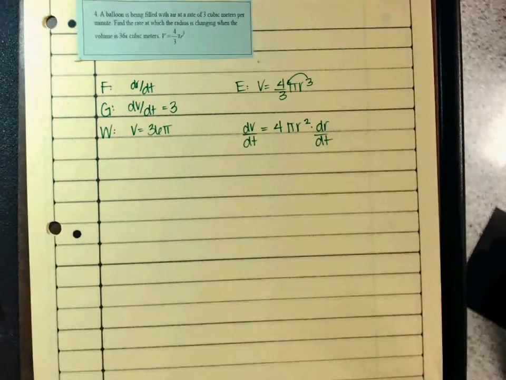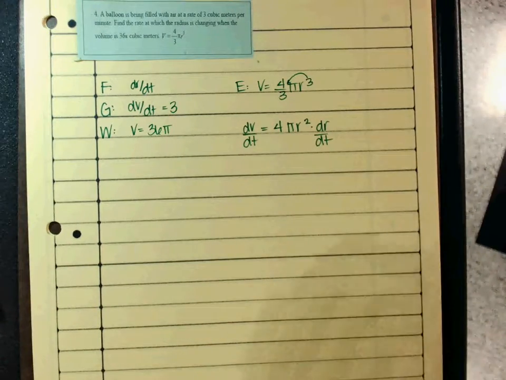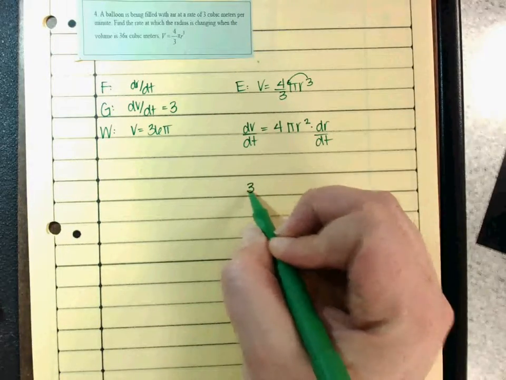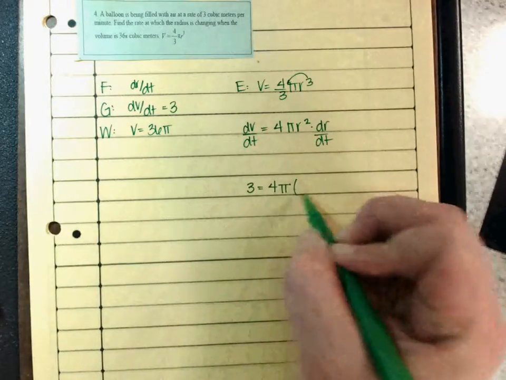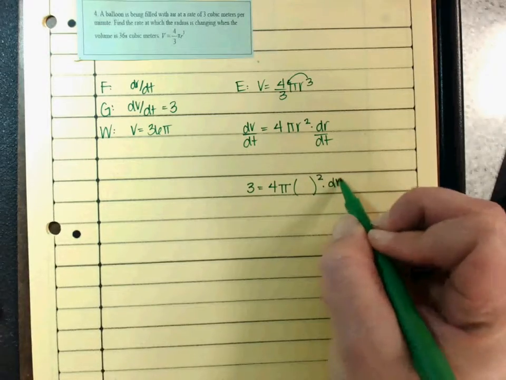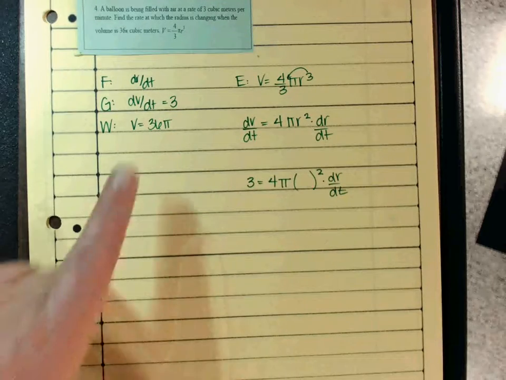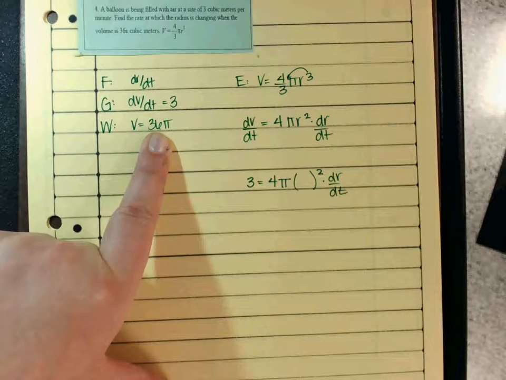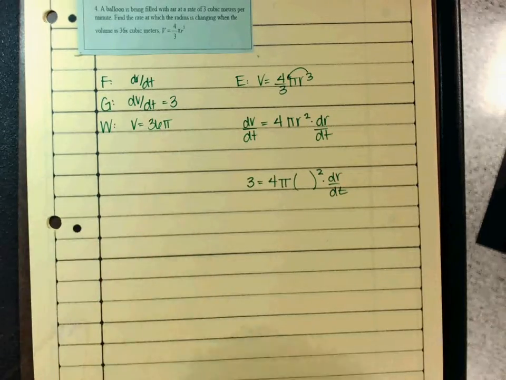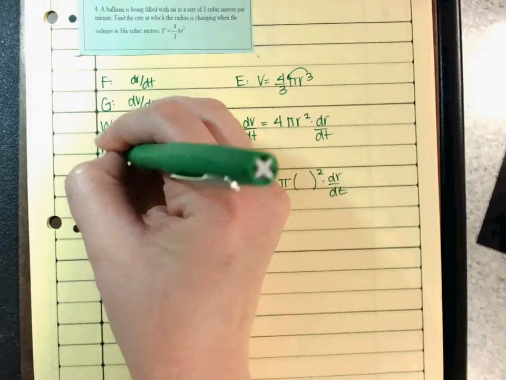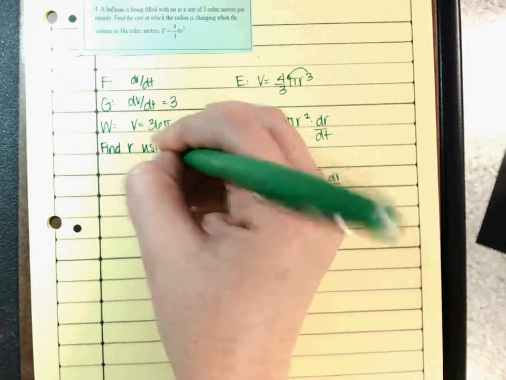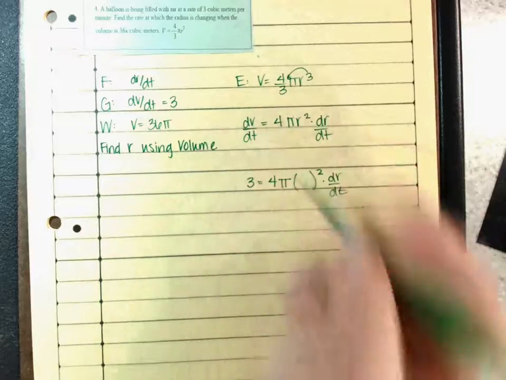Then we get to here, we're ready to plug in. My dv dt is 3, right? So I'm plugging in 3 equals 4 pi. Then I get to r squared, and we have a problem. Did they give us r? What did they give us instead? Volume. But if we know the volume, can we work our way back to find what the radius was? Yeah, so it's kind of like the Pythagorean theorem, where they give you 2 sides, but they don't give you all 3, and you have to go back and find it. So we're going to go back and find r using the volume they gave us.